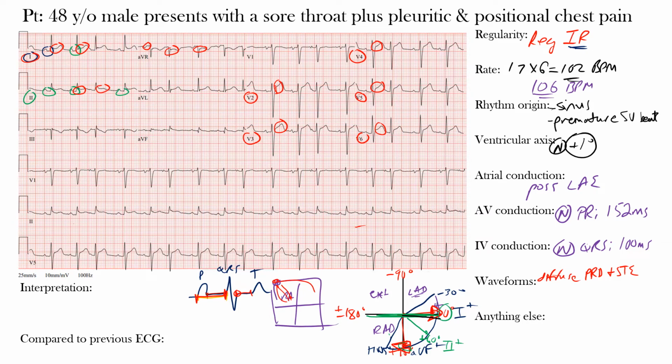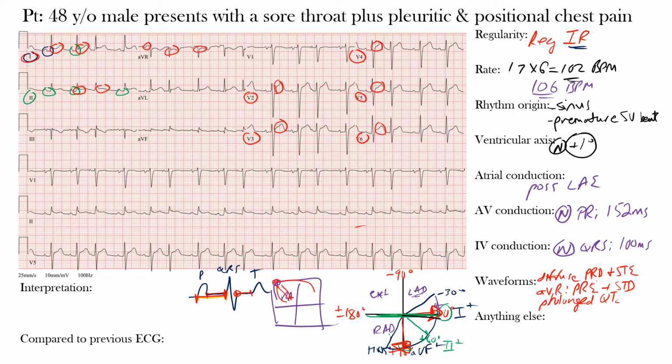The other thing to note here that we mentioned was the PR elevation. So in AVR we saw PR elevation, that's PRE, and ST depression. Those are what we call reciprocal changes, the opposite changes of what we saw in the other leads. And then we also mentioned that slightly prolonged QTc interval, so prolonged QTc. All right, so is there anything else we're missing here?